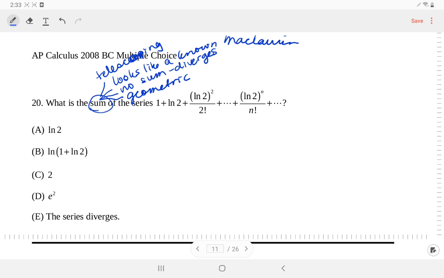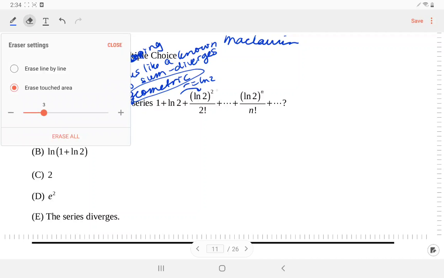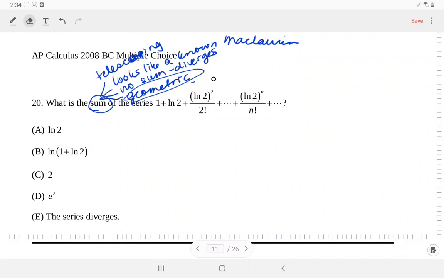I don't know. I'm feeling geometric. No. My geometric, I was going to say R is ln2. R is ln, but that's not true. That's not true because there's that 2 factorial at the bottom. Okay, so let's back that up and say R is not going to help. Let's go with looks like a known series.